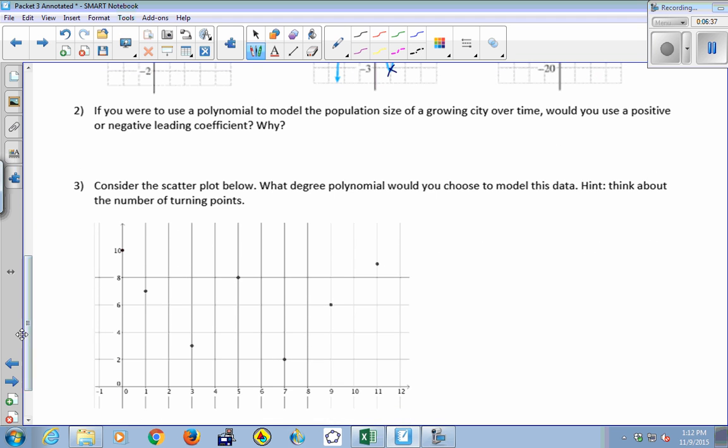Okay, if you were to use a polynomial to model the population size of a growing city over time, would you use a positive or negative leading coefficient? Positive, right? Because if it's growing over time, you want the end behavior to the right to go up. So whether you use an even or odd degree polynomial, we don't care what happens on the left. We just want to make sure it grows when we go to the right as time goes forward. So we would use a positive leading coefficient.